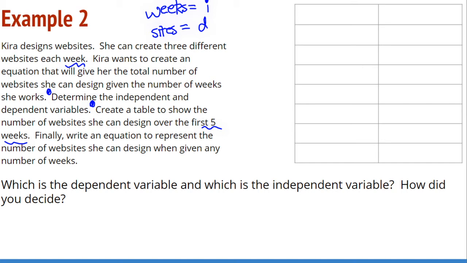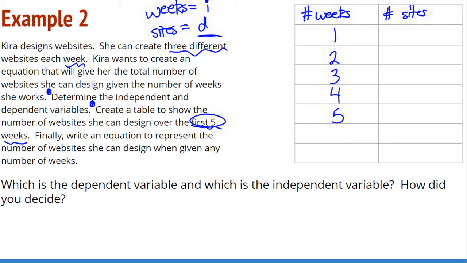All right, so I've got the number of weeks as one column, and the number of sites as the second column. Because I decided weeks was independent, it's in the first column. Because I decided that the sites was dependent, it's in the second column. And it says I'm supposed to do the first 5 weeks, so 1, 2, 3, 4, 5 weeks. And it says that she does 3 every week. So if she does 1 week, she's got 3. If she does 2 weeks, she's got 6, 2 times 3.